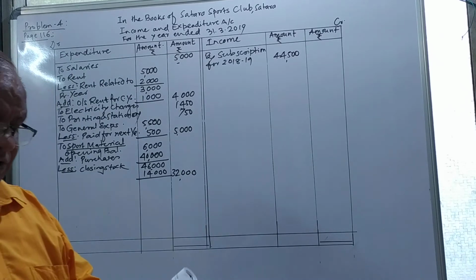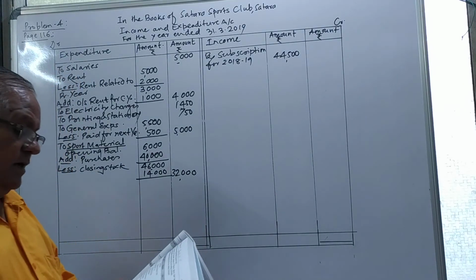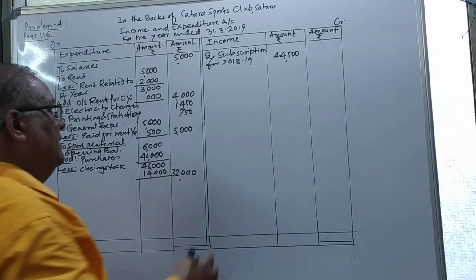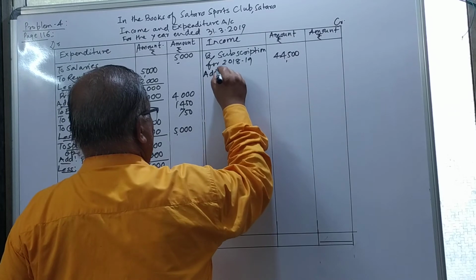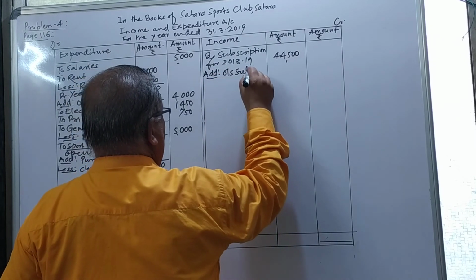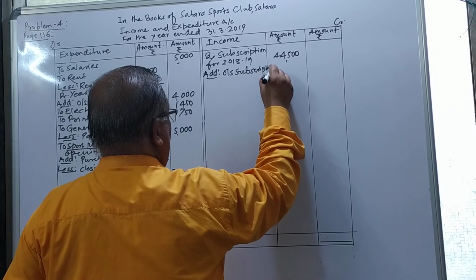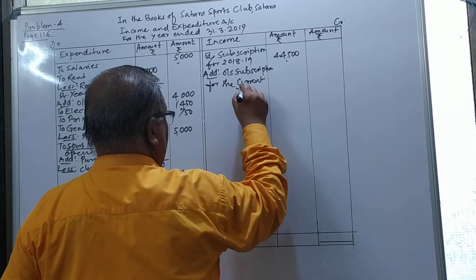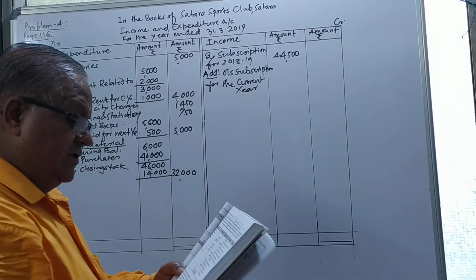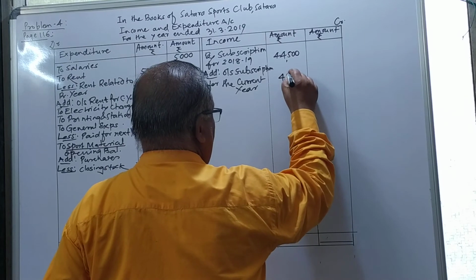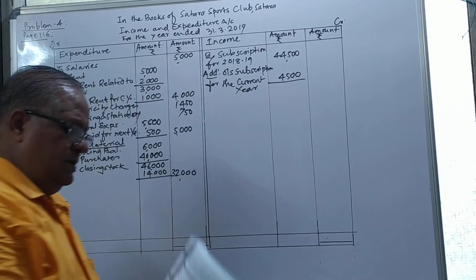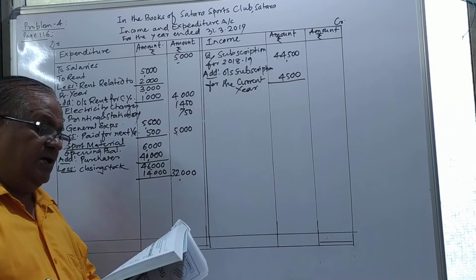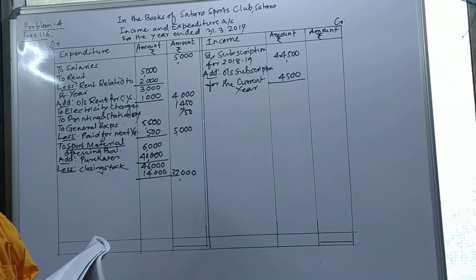In the subscription adjustment given, number 1 itself says that outstanding subscription for the current year is rupees 4,500. We must take that: add outstanding subscription for the current year. Adjustment number 1 gives 4,500. So for the subscription, what I did here is I took the subscription for the current year, 2018-19 is the current year.